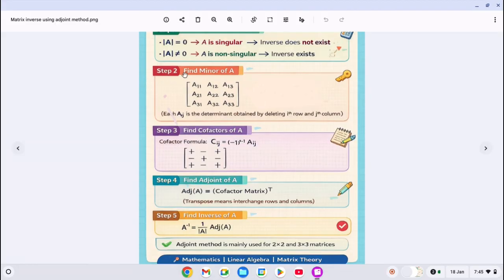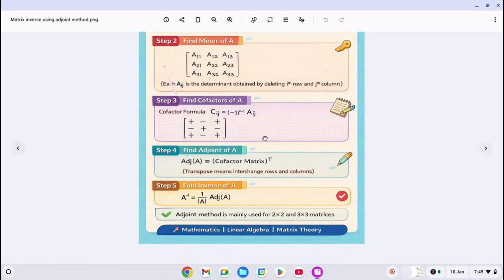In step 2, we have to find the minors of A. We are just converting the matrix into a minor matrix. Here in A, each Aij minor is nothing but the determinant obtained by deleting the ith row and the jth column. Let me explain it further with an example.